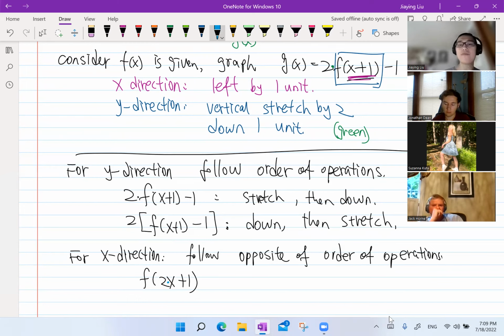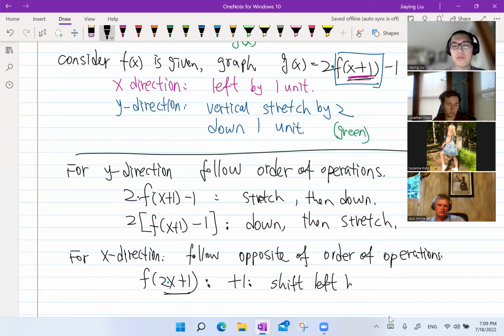But no, actually, everything is the opposite. So this one says we're going to think about the plus 1 first. The plus 1 says we're going to shift left by 1 first. And then we're actually going to do the multiplication, multiply by 2, which says it's going to be horizontal compression, not stretch.